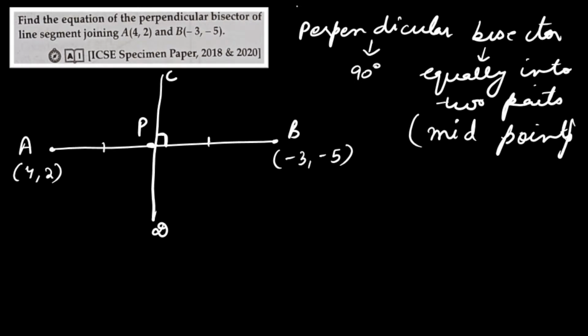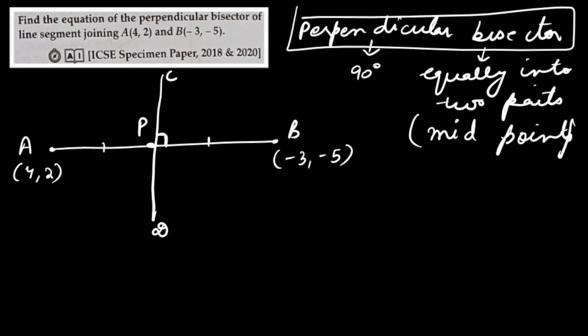So perpendicular bisector means the line which makes an angle of 90 degrees with this particular line, and also it is dividing the given line into two equal parts. That means it is giving us a midpoint. Now since the midpoint is given to us, we can find the coordinates of point P using the midpoint formula, and also since the line is perpendicular, we can find the slope also by using the relation of perpendicular lines. So let us find first of all the coordinates of P.